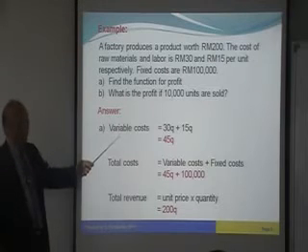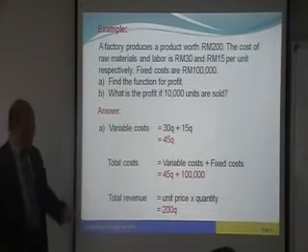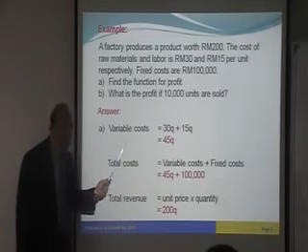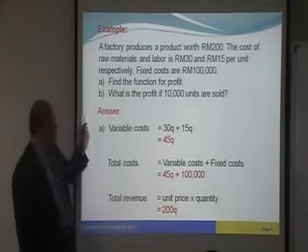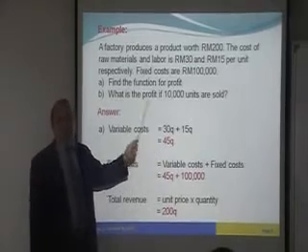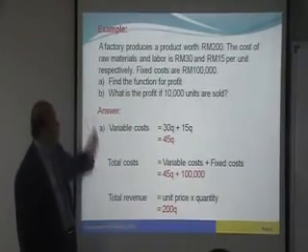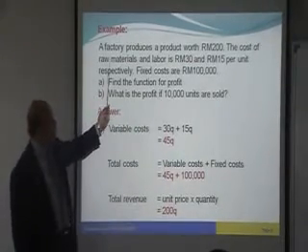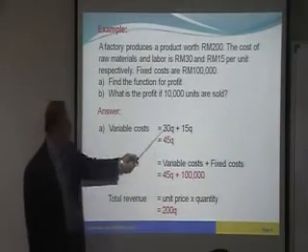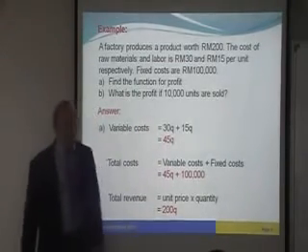So I start with the cost first. To find the cost, the fixed cost is already given, so I need to find the variable cost first. I told you just now variable cost is P times Q. But in this case, for the variable cost there are two things. One is the raw material, the second is the labor.